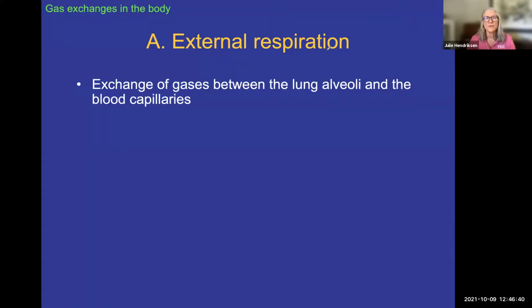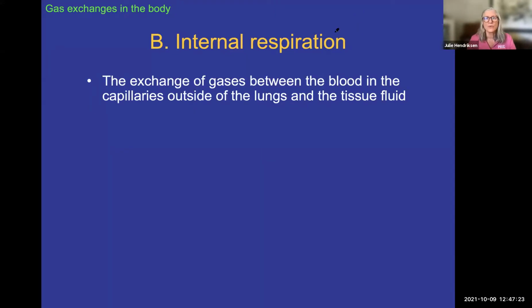First, we consider the respiration, or the exchange of gases, to be external when it's between the lung cells, those little air sacs, the alveoli. So between the alveoli and the capillaries that are hovering around the alveoli. Remember, CO2 is coming from the blood into the air sac, the alveoli, and oxygen is coming from inside the air sac to the blood. That's external respiration.